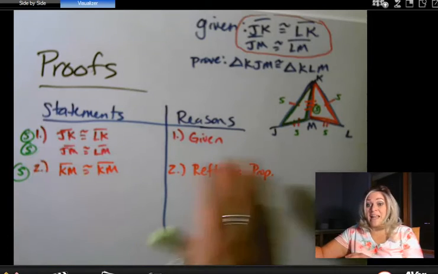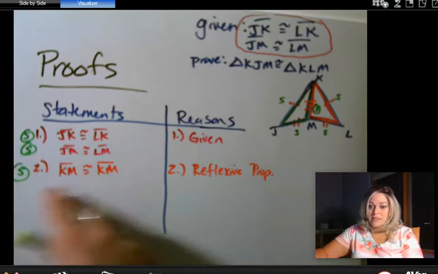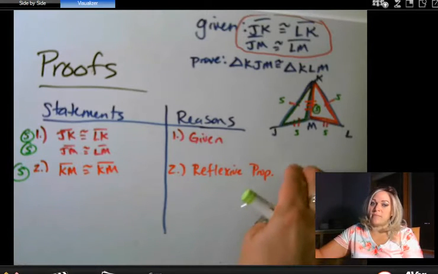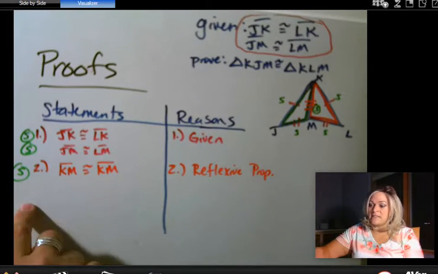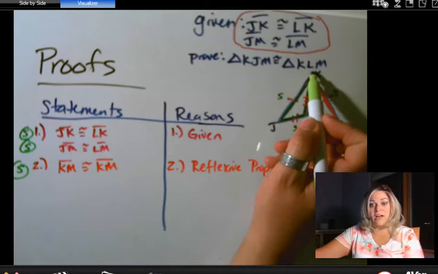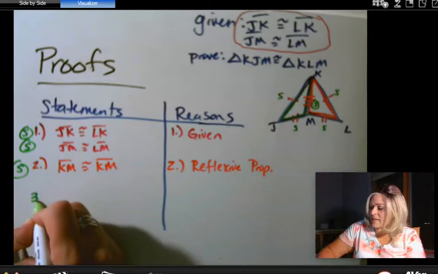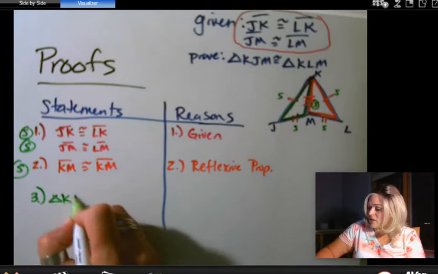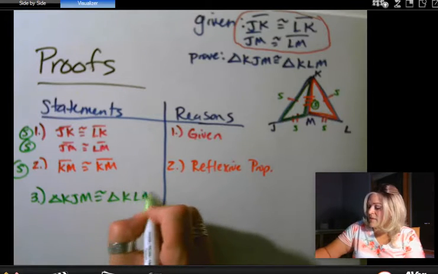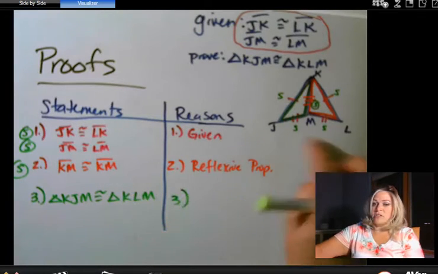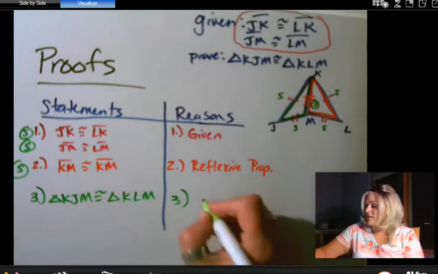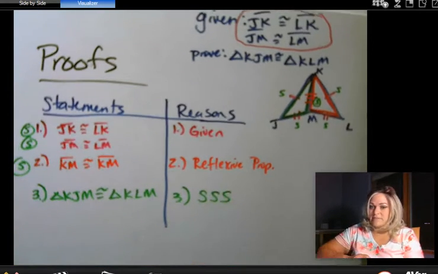But what if it was like side, angle, side? If the order in the statements is wrong, that's fine. The order of the picture has to be right. So I look at this. I've got side, side, side. That is one of the rules to prove triangles are congruent. Therefore, I can prove this. So I'm going to take my last step. Triangle KJM is congruent to triangle KLM. I look at my pictures, it's all labeled. I look here, it's all labeled. It's literally giving me the answers by side, side, side.